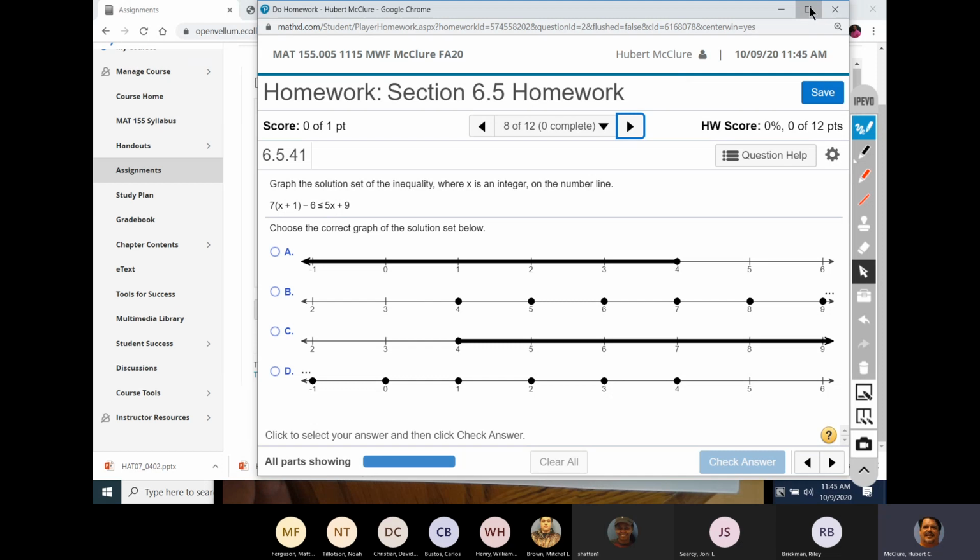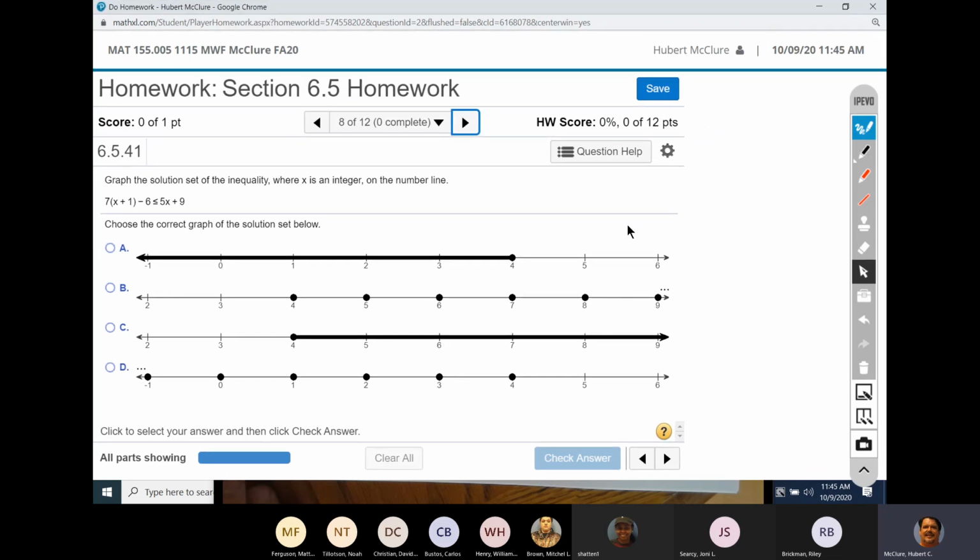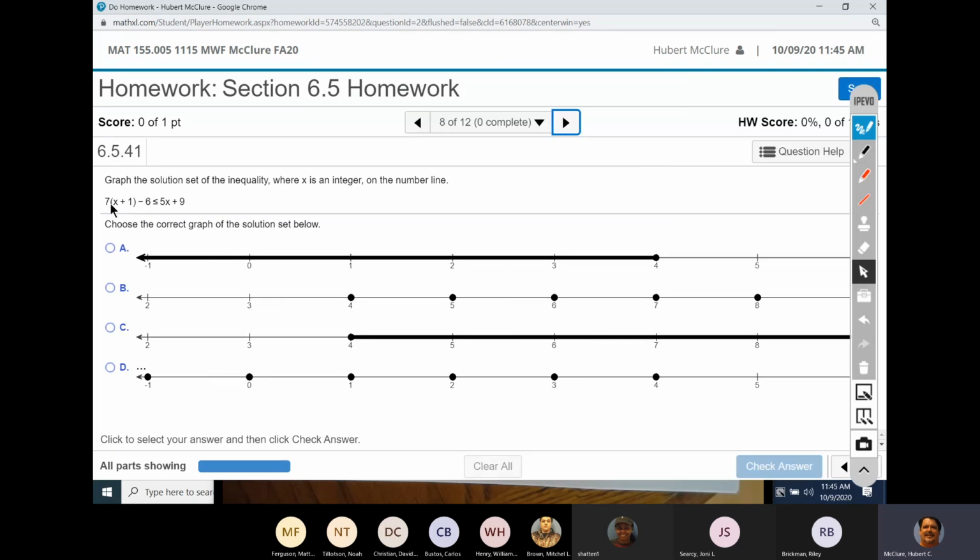Go ahead and write it down. Ignore the number lines. Don't even write that. Just write this down, and I want you to solve it. I'm gonna write it down for you so you can see it.